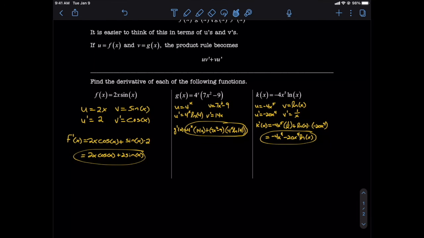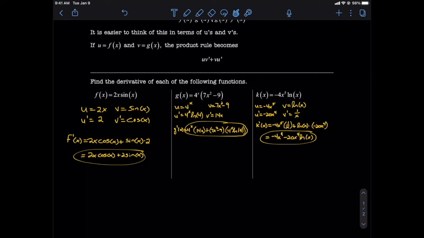To use the product rule, we should find our u's and v's and their derivatives, and then we just plug into u v prime plus v u prime. Sometimes you may be able to simplify your derivative or otherwise rearrange it to make it easier to read, and other times there's not much that you can do, like in the second example. Either way, the hardest part of the product rule is usually identifying that you need to use it.